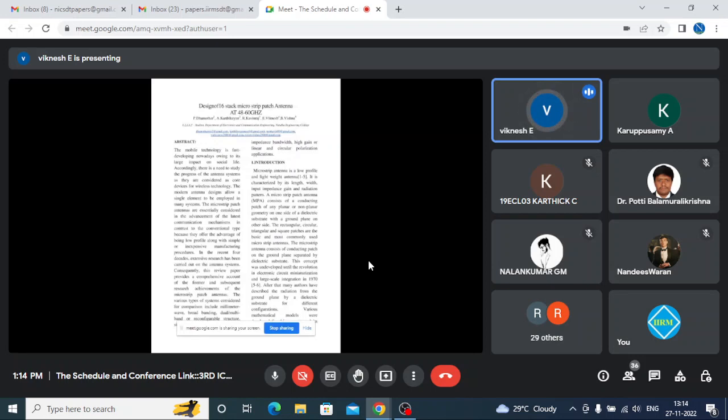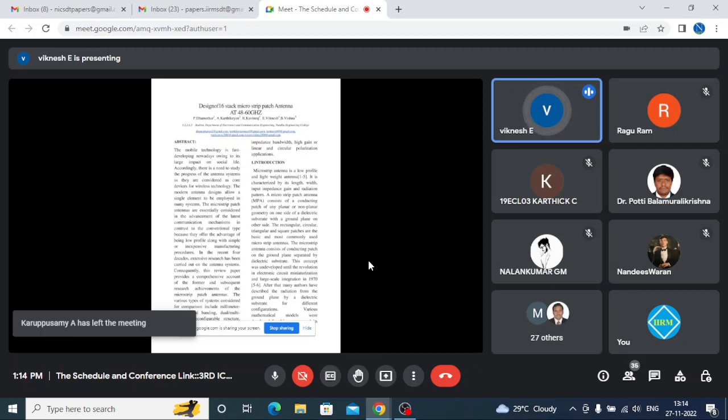Abstract. Mobile technology is developing fast nowadays owing to its large impact on social life. Accordingly, there is a need to study the progress of antenna systems, as they are considered the core device for wireless technology. The modern antenna design allows a single element to be employed in many systems.